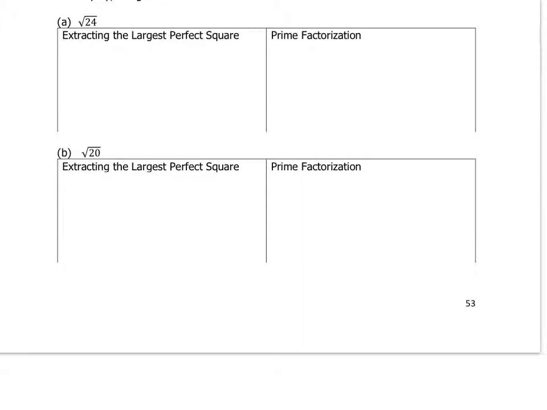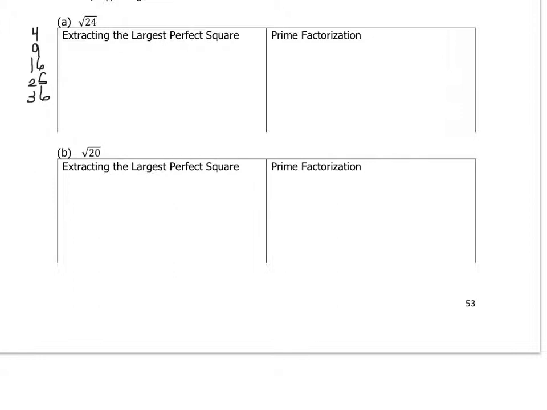All right, so the first one, extracting the largest perfect square. If you look at your list of perfect square factors, I'll just write them over here. Well, 1 is a perfect square, but it's not really helpful to break it down. So 2 times 2 is 4, 3 times 3 is 9, 4 times 4 is 16, 5 times 5 is 25, 6 times 6 is 36, and so on. So we don't need to go any higher than that because we're only talking about 24.